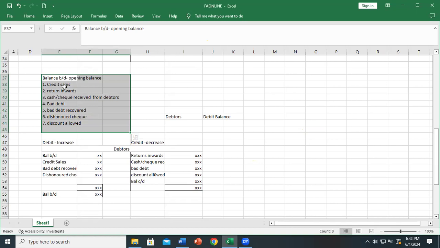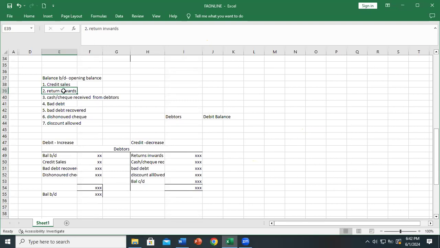If you check the next one, which is credit sales, it means that the business is selling to the customer and not taking money. So credit sale is going to bring more debtors. So it increases the debtors balance. When you sell to a person and the person does not pay, he becomes a debtor. So the more you sell on credit, the more your debtors balance goes up.